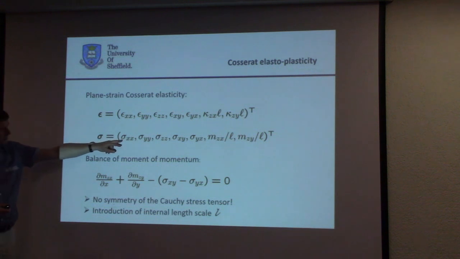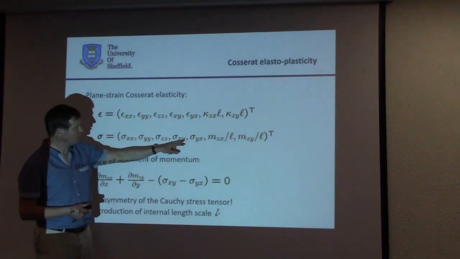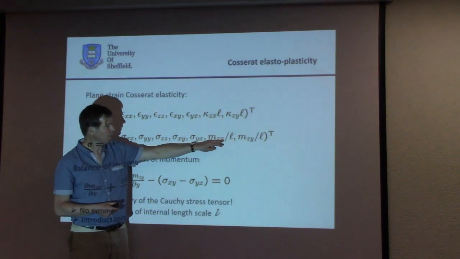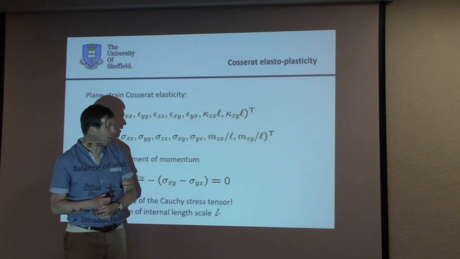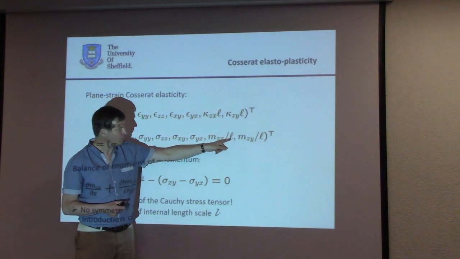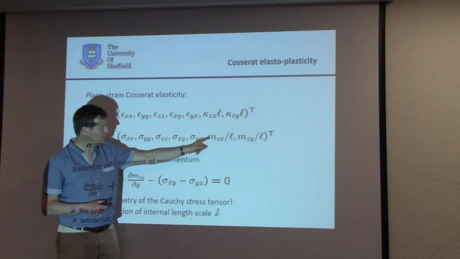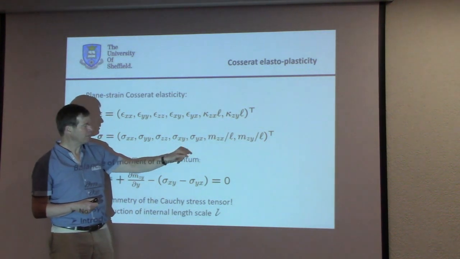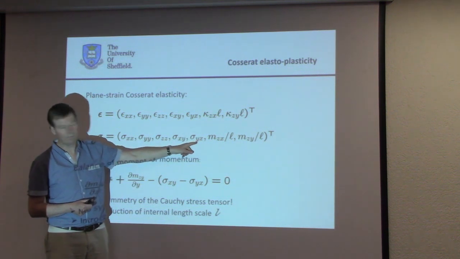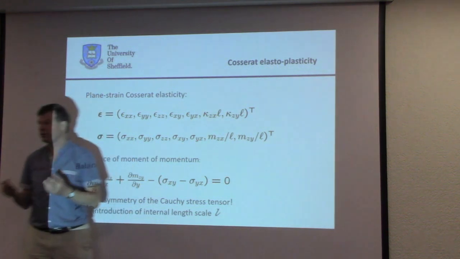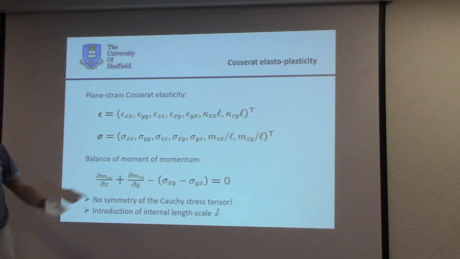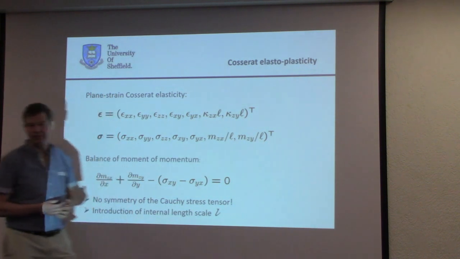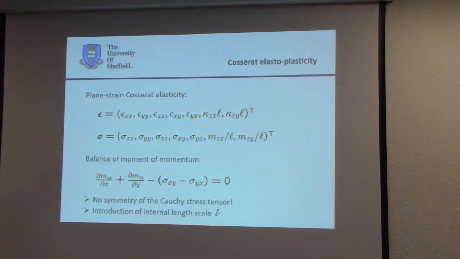Similarly, the conjugate stresses, the normal stresses, the shear stresses, and our micro bending moments, which are again now divided by L in order to make them of the same measure as this. This is Newton per square millimeter. The bending moments are of course Newton per millimeter. Therefore you have to divide them by an additional length in order to have them of the same dimensions.